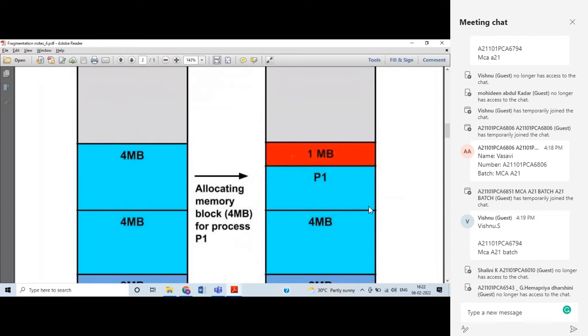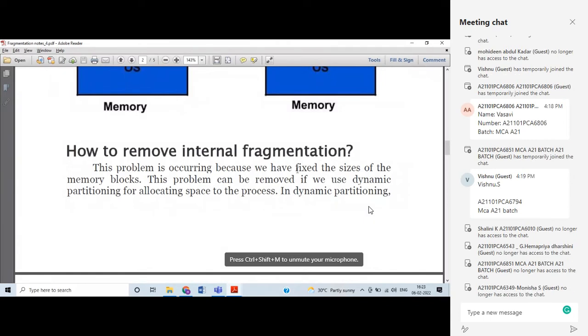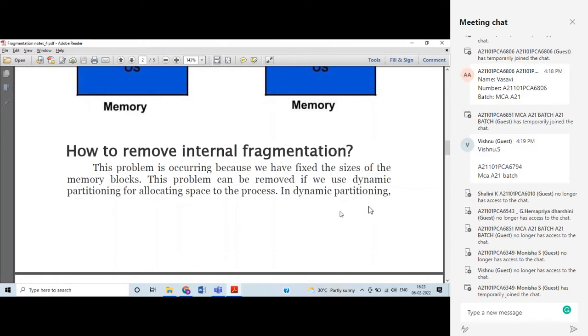And how do we remove the internal fragmentation? This is one problem, we are wasting space of the memory here. And what is the solution for this internal fragmentation? This problem is occurring because we fixed the size of the memory blocks. It can be removed if we use dynamic partitioning for allocating space to the processes. Since the memory blocks are of fixed size, that is why we are wasting internal memory. So in order to avoid internal fragmentation, dynamic partitioning should be used for the processes.